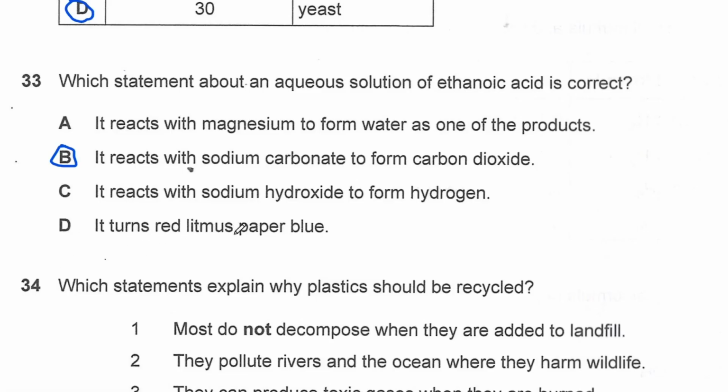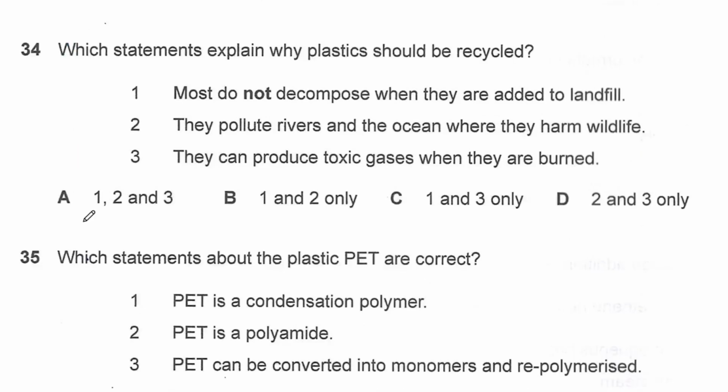It turns red litmus paper blue. It is an acid, though it's a weak acid, but it does not turn litmus paper blue. It will remain unchanged. Red litmus paper will not change color because it is an acid, even though it is a weak acid. So therefore, the answer is B. Question 34. Which statement explains why plastics should be recycled?